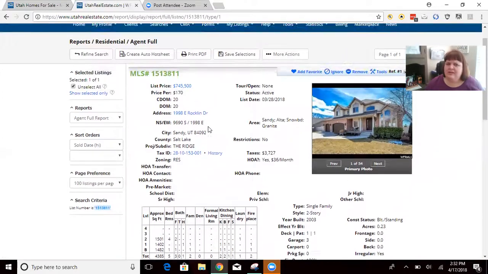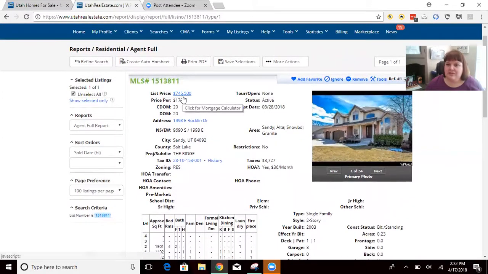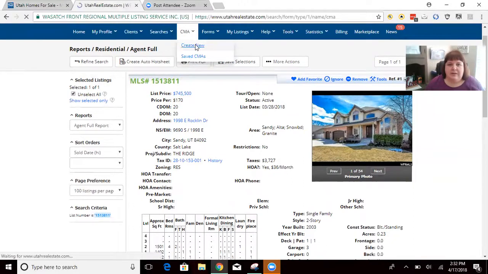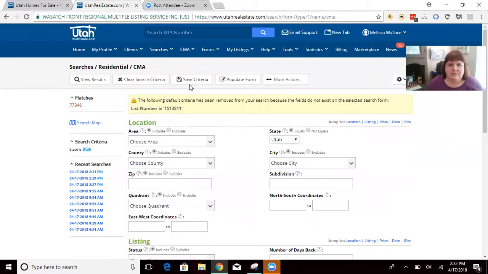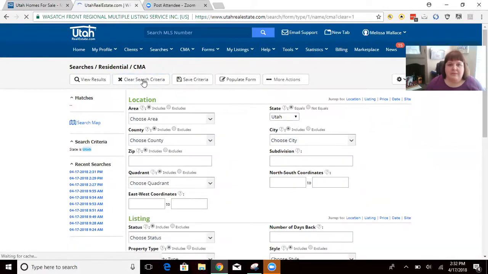But I'm a little concerned about this price. I understand paying more for newer, but that price concerns me. So I'm going to go in here and do exactly what we did before to pull up a CMA.